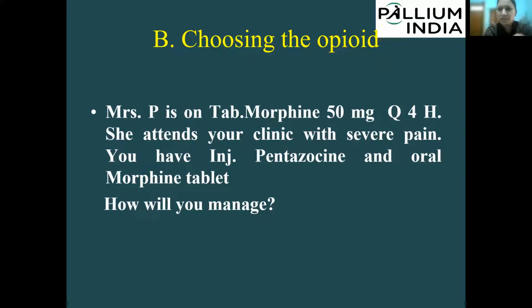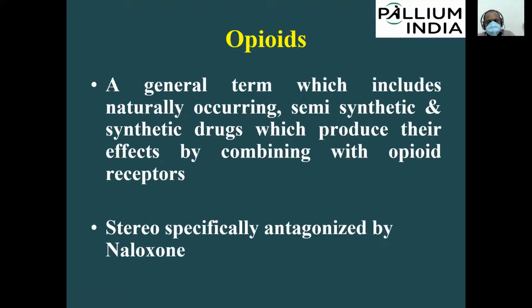So we can increase the dose of oral morphine. Why don't you use injection pentazocine? Because we need to give fast pain relief. Anybody else? Okay, let's see. We have to again go to pharmacology.